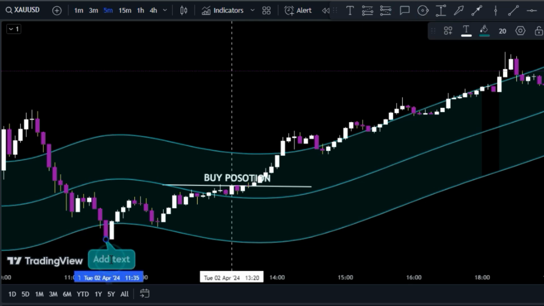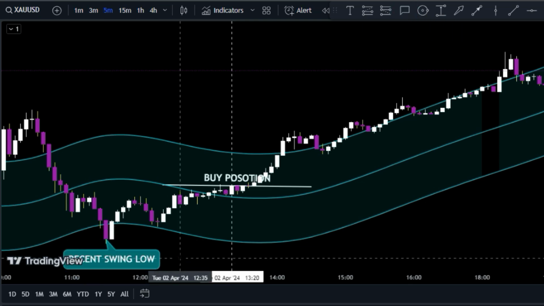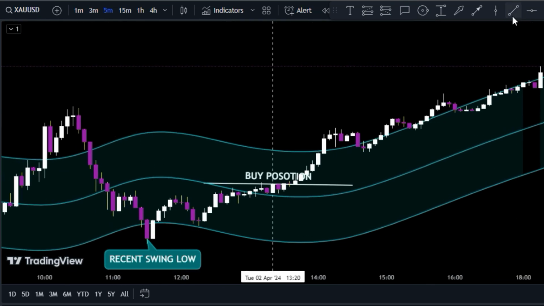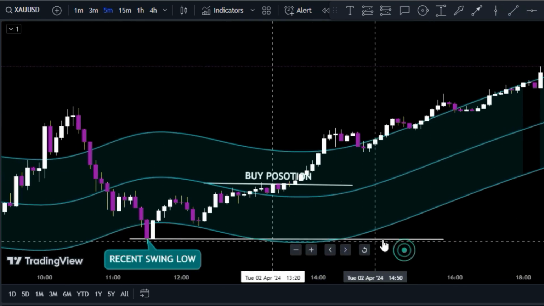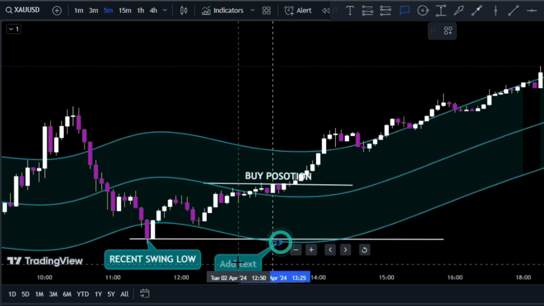Next, it's time to set up your safety net, the stop loss level. We've got two choices here. Pick the recent swing low or the lower line of the envelope indicator.